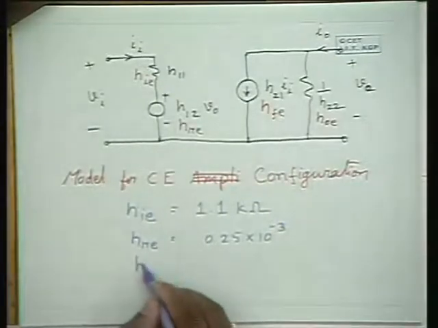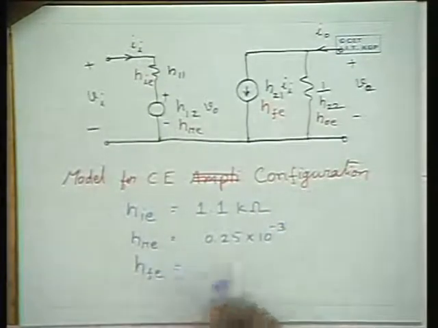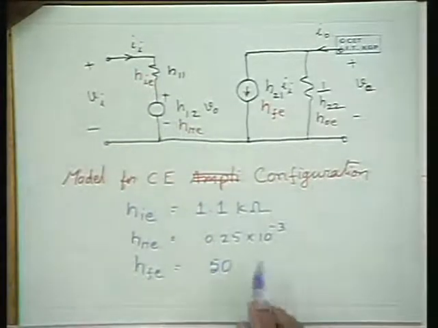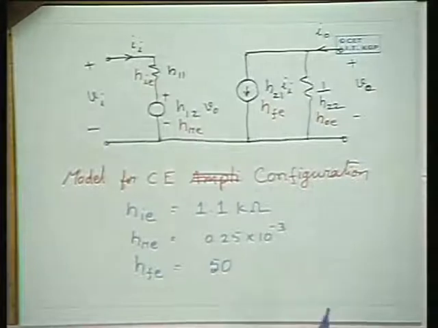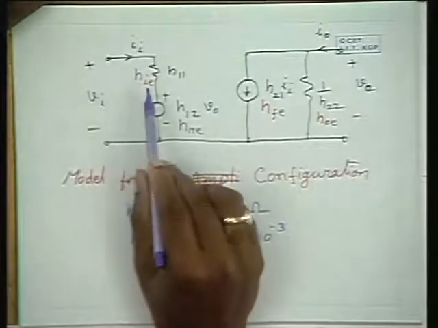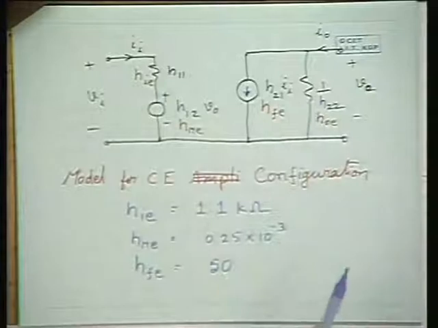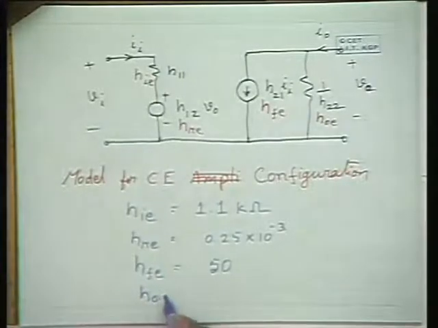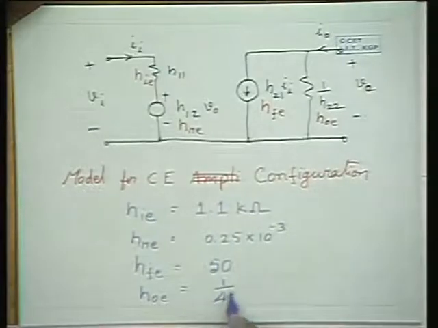And HFE, the current transfer ratio, is typically 50. For some transistors it is 100 or more than 100 also. The typical parameter is 50. That means given input current in common emitter configuration, output current is roughly 50 times that. And the output admittance HOE is 1 by 40 kilo ohms.